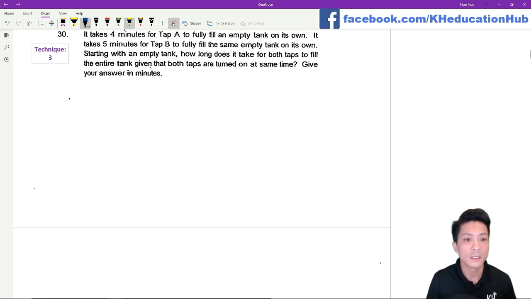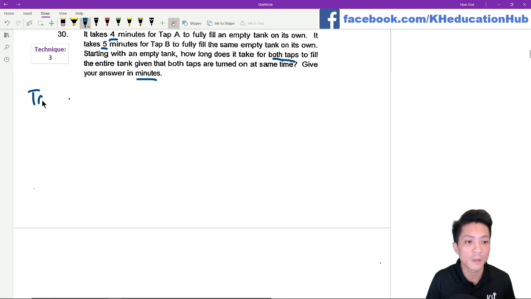Question 30. It takes 4 minutes for tap A to fully fill an empty tank on its own. It takes 5 minutes for tap B to fully fill the same empty tank on its own. Starting with an empty tank, how long does it take for both taps to fill the entire tank, given that both taps were turned on at the same time? Give your answers in minutes.